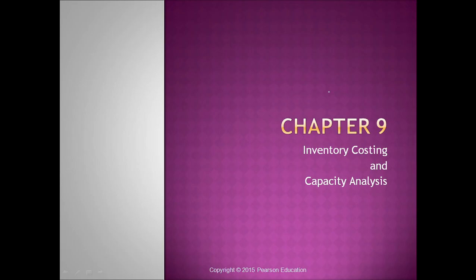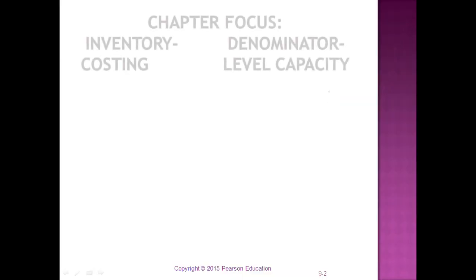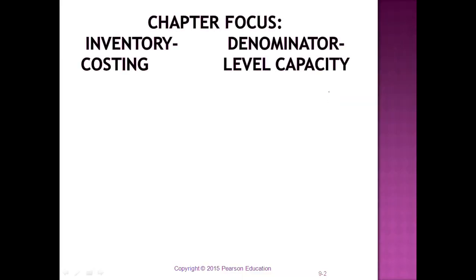Without wasting much time, let me go on to the chapter header. Let's note that this chapter focuses on two important topics. The first one is inventory costing, and then we'll talk about denominator level capacity.